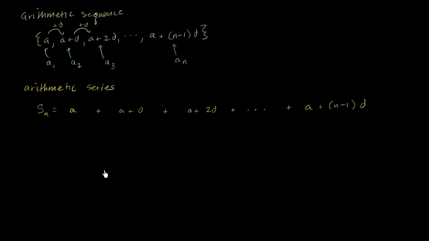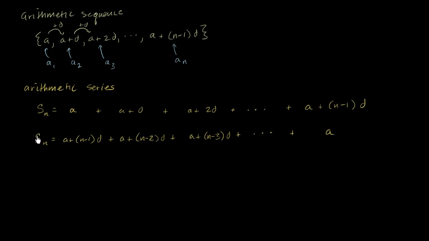Now, I'm going to do the same trick that I did when I did the most basic arithmetic sequence. I'm going to add this to itself, but I'm going to swap the order in which I write this sum. So the S sub n, I can write as this, but I'm going to write it in reverse order. I'm going to write the last term first. So the nth term is a plus n minus 1 times d. Then the second to last term is going to be a plus n minus 2 times d. The third to last is going to be a plus n minus 3 times d. And we're going to go all the way down to the first term, which is just a.